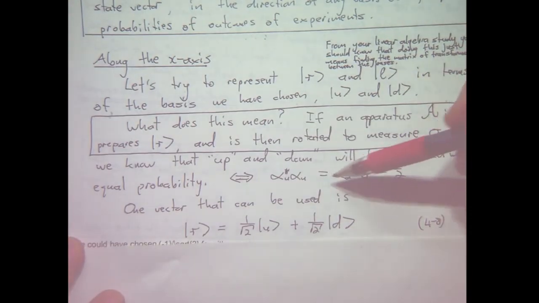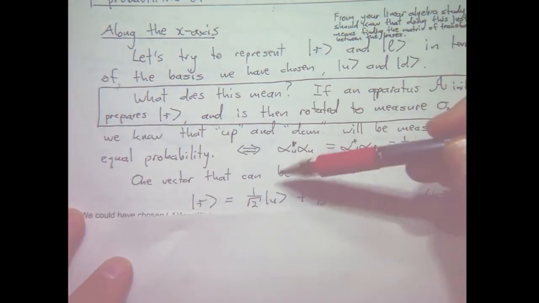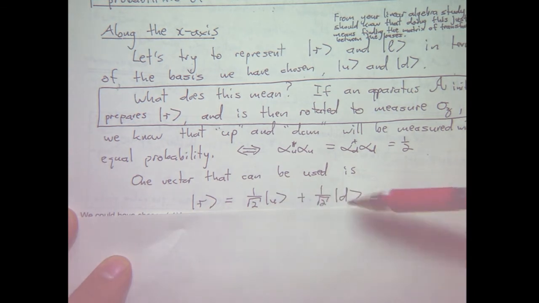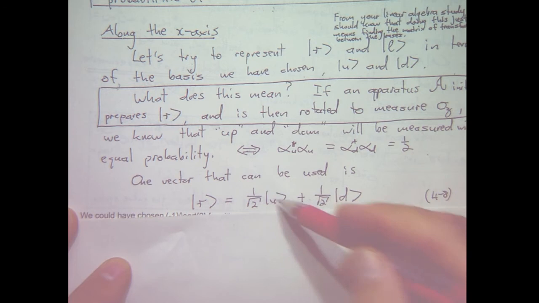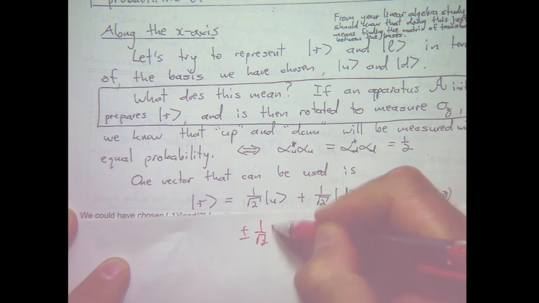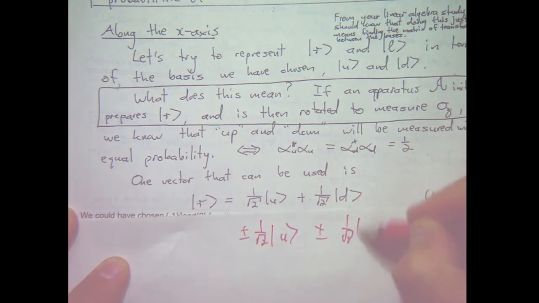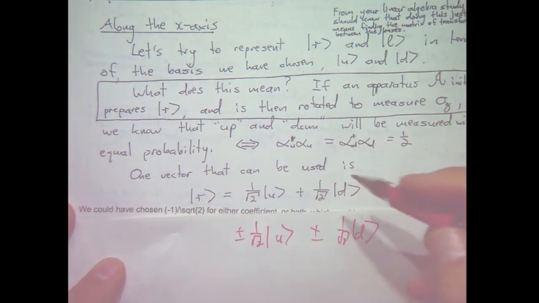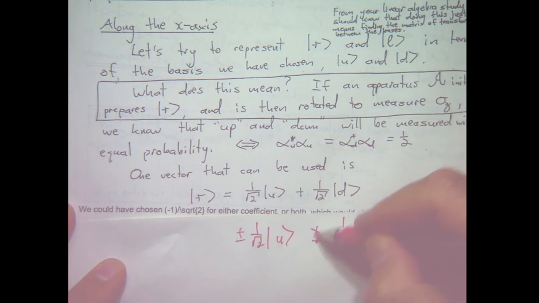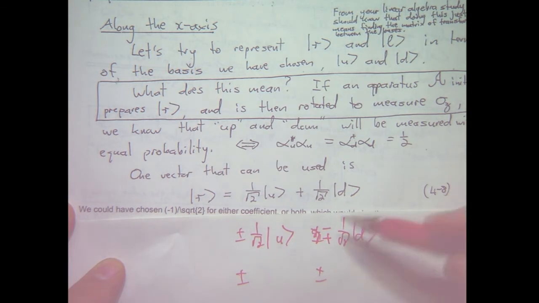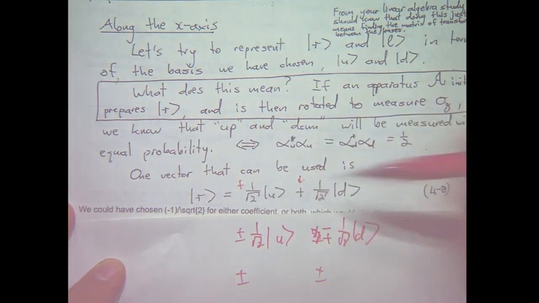Given what we just said, one superposition that can be used is 1 over square root 2 up plus 1 over square root 2 down. That will give you a probability of a half for up and a half for down. But you could also have plus or minus 1 over square root 2 up, plus or minus 1 over square root 2 down. Minus plus, or plus or minus and plus or minus. There are a lot of possibilities, but by convention, you choose the one that's plus.